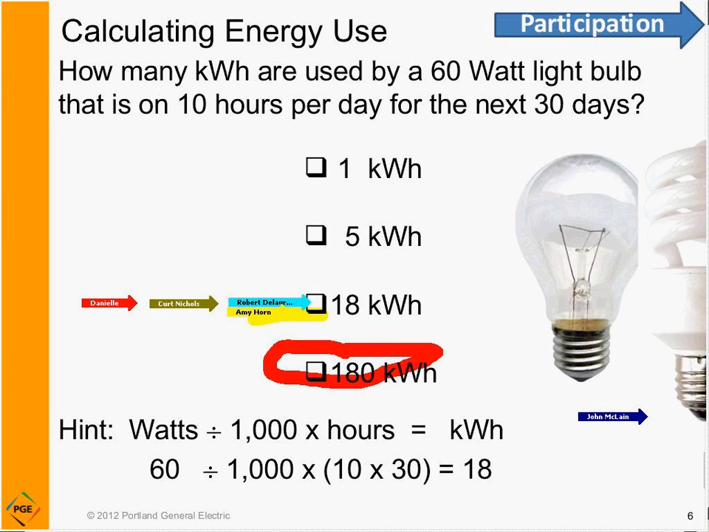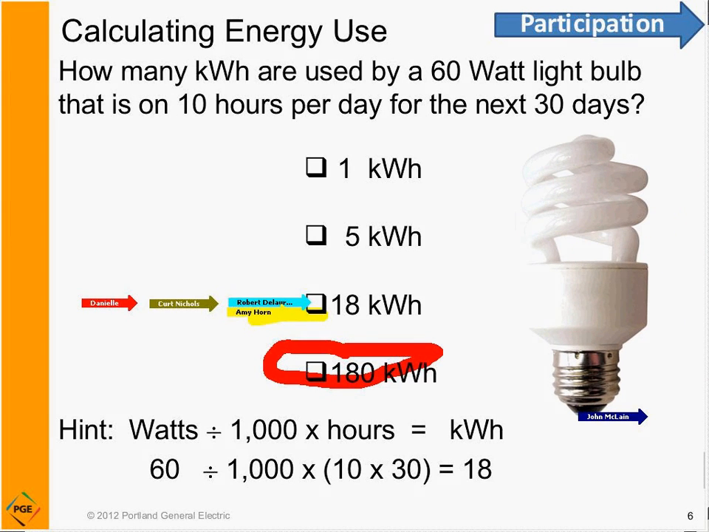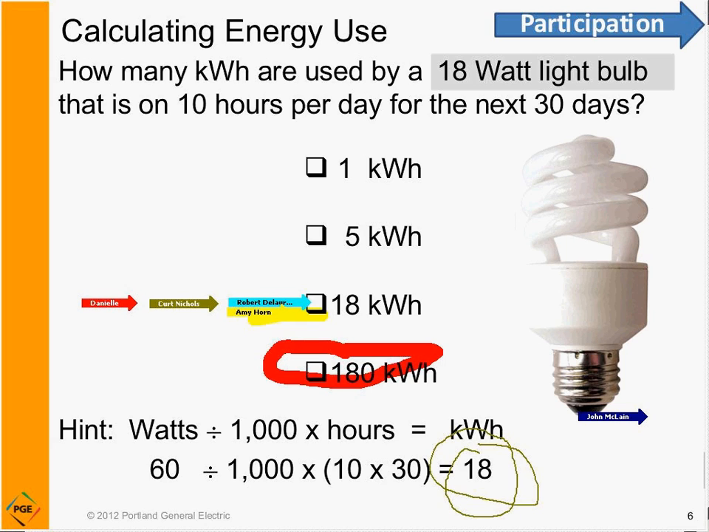So now what I'd like to do is switch the light bulb to a compact fluorescent. The same amount of light now only takes 18 watts. So let's redo the calculation, and you can move your arrows to what you think the energy use is now.